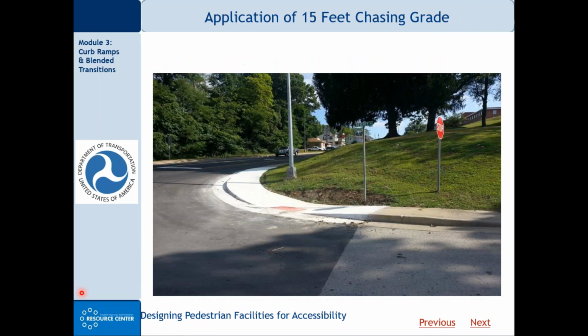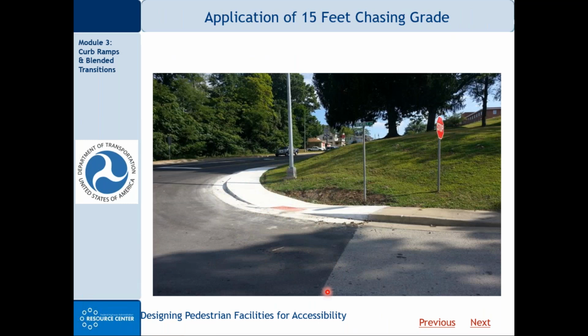And here's an example. This looks like Morgantown, but it's not. I'm not sure where this is. But notice here we have a new curb ramp, kind of a steep, graded or sloped roadway here. And so this agency went 15 feet to intersect the existing sidewalk. That's what's meant by chasing grade.